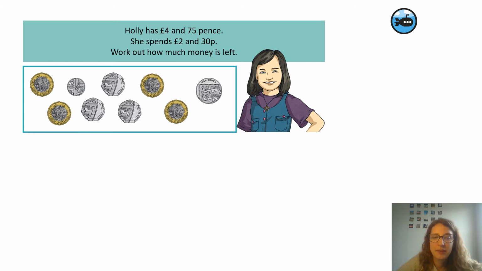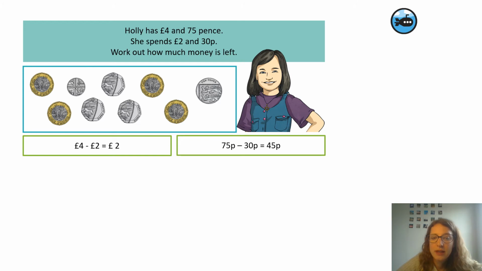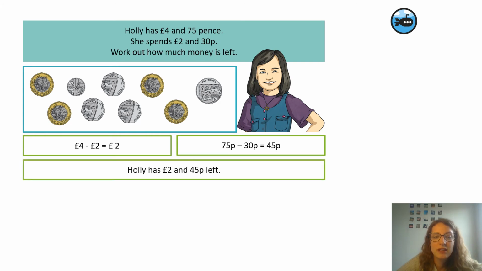Okay, let's have a look. So £4, take away the £2 equals £2. Okay, then we've got 75p, take away 30p, which leaves us with 45p. Add those two answers together. She has £2.45 left. Well done if you got it right, and remember you get an extra point if you remembered your pound symbol.